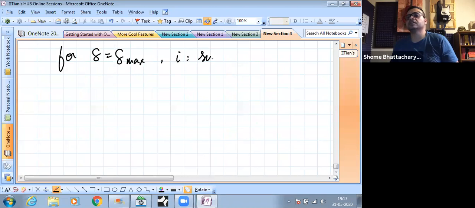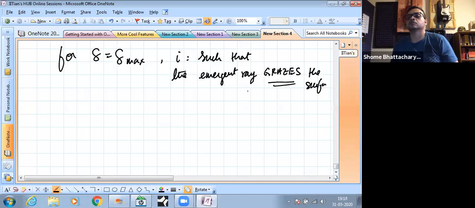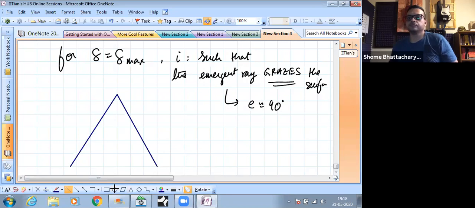So for maximum deviation, the value of I is such that the emergent ray grazes the surface. That means the angle of emergence tends to become 90 degrees. So now again, looking at that sequence of events, you'll understand that here, if grazing is happening, that means the angle of incidence here is a critical angle. So we'll now make use of that to find out what should be the angle of incidence on this side.